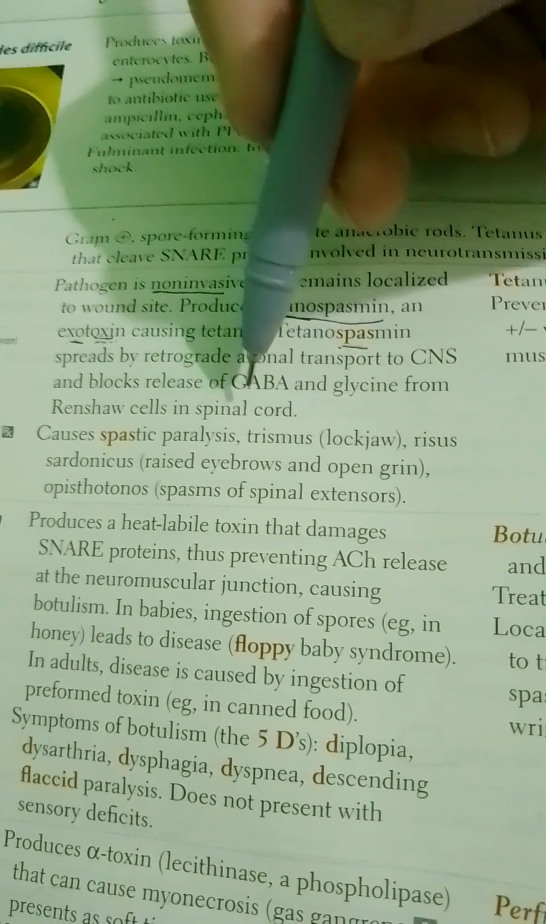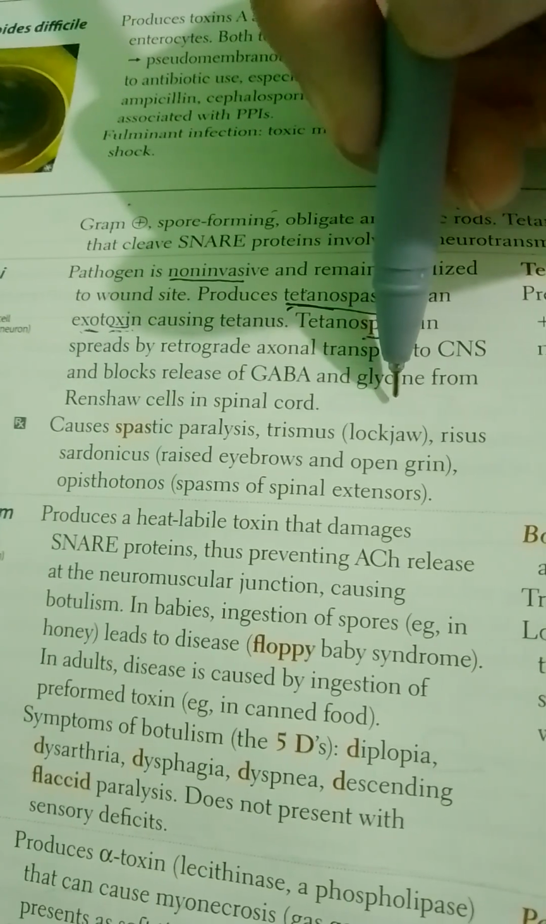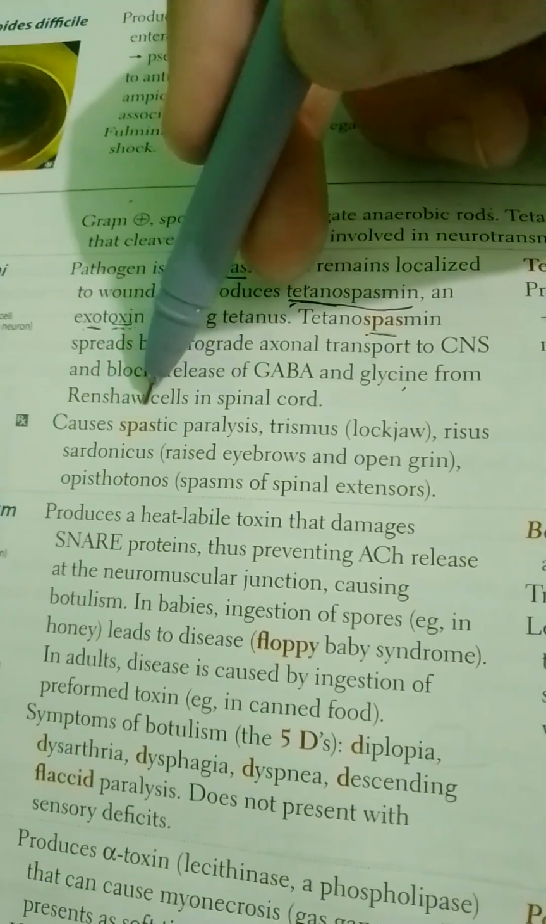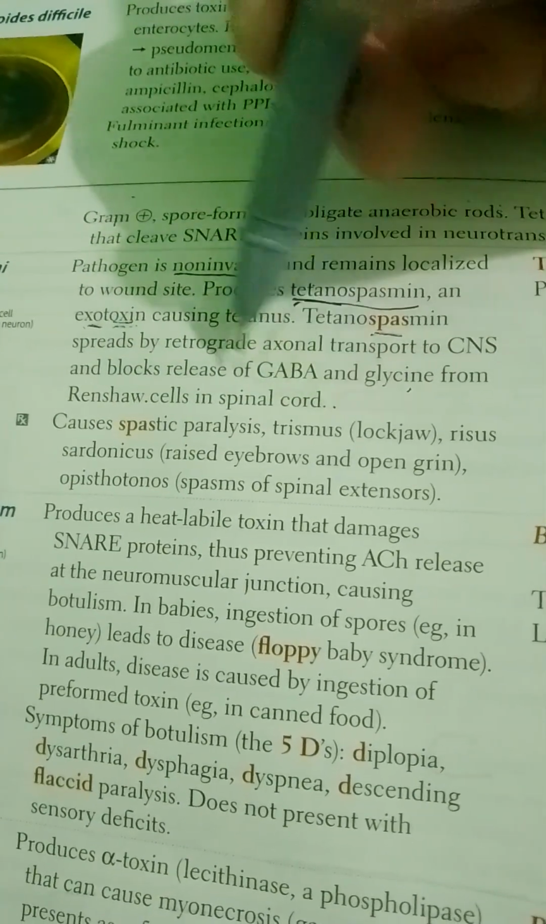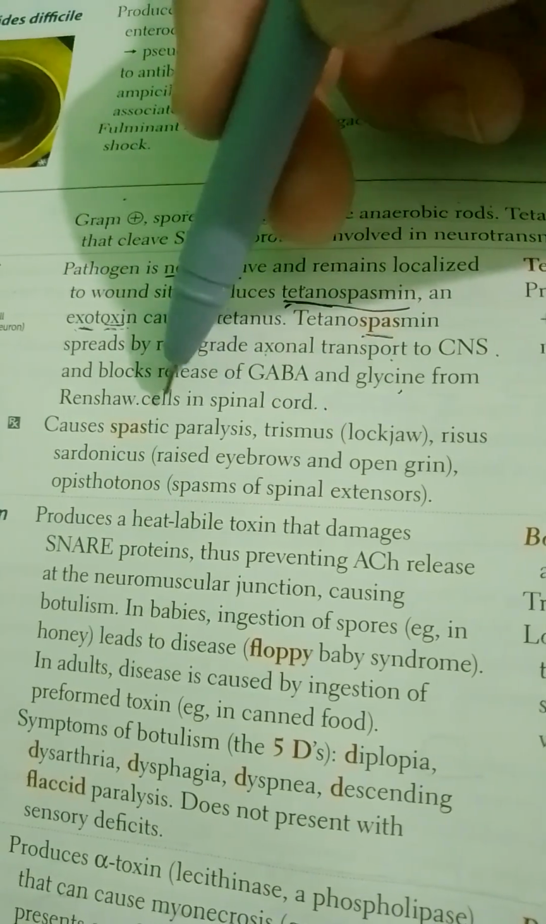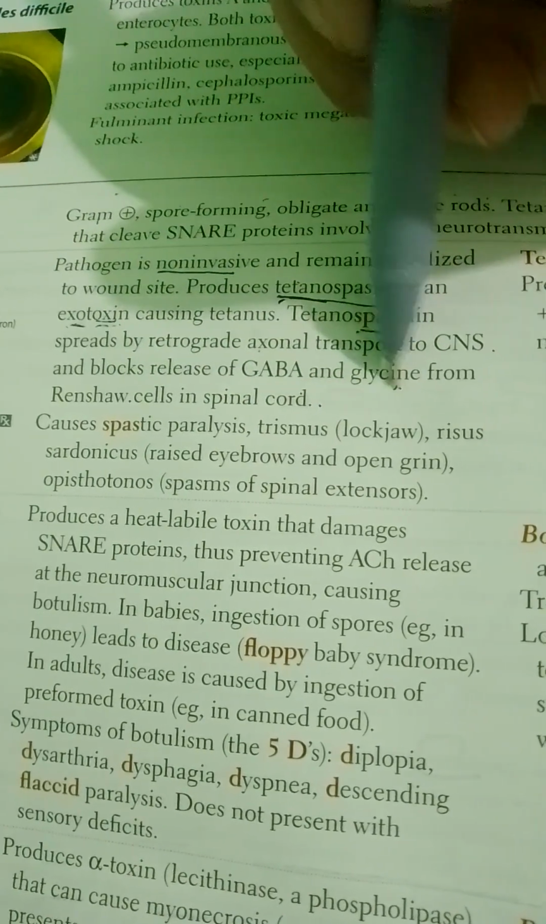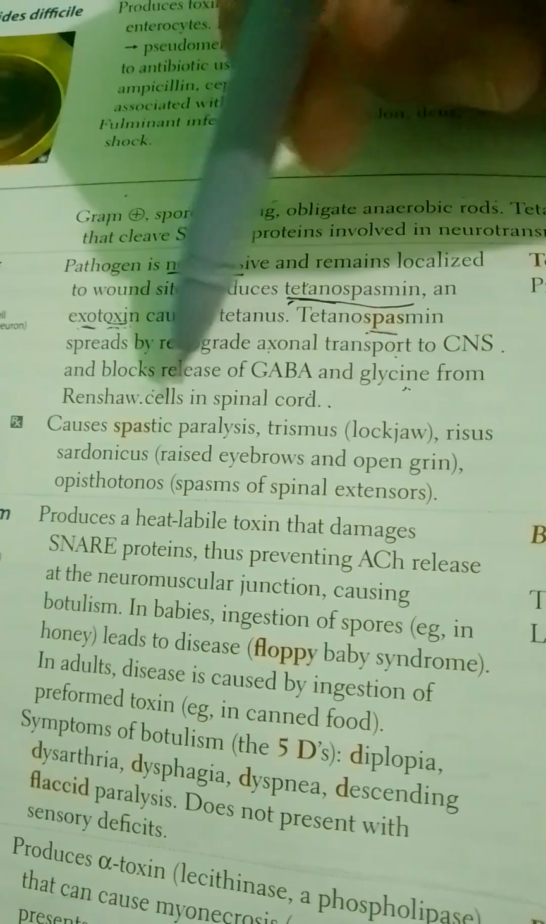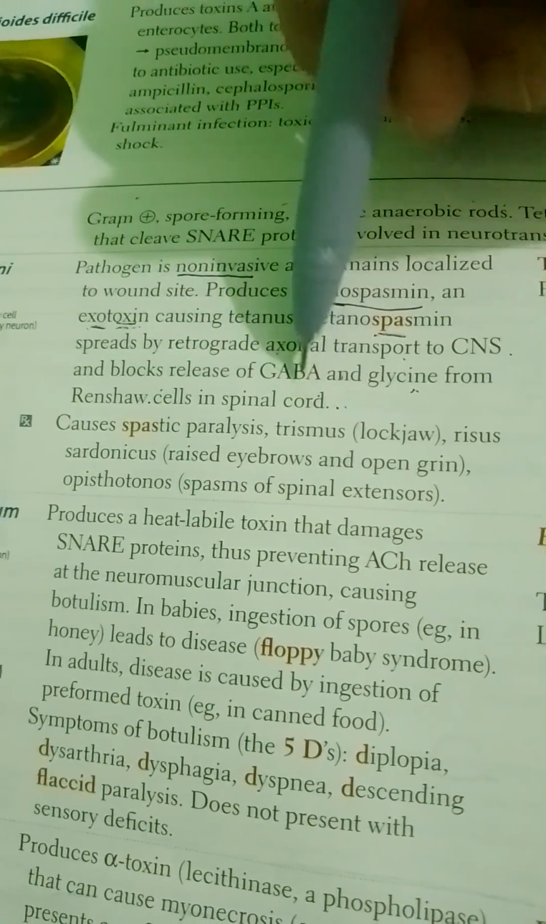Then it will block the release of GABA and glycine from the cells of the spinal cord. Which cells? The Renshaw cells of the spinal cord. So this retrograde axonal transportation to the CNS, and it will then block GABA and glycine from the Renshaw cells of the spinal cord. This mechanism is very important.